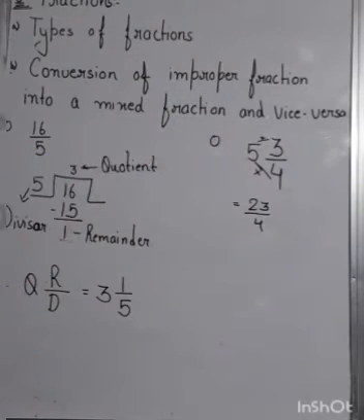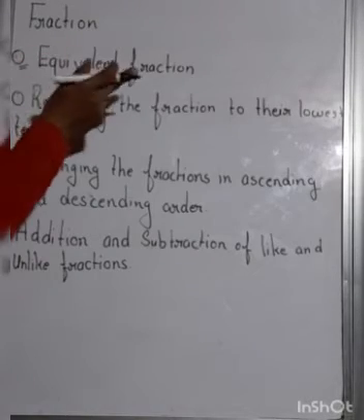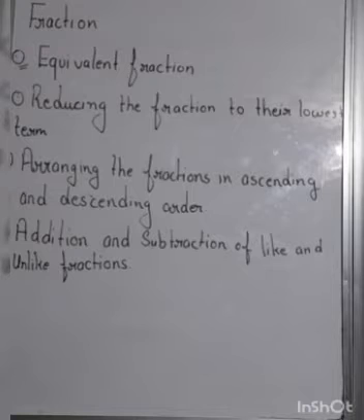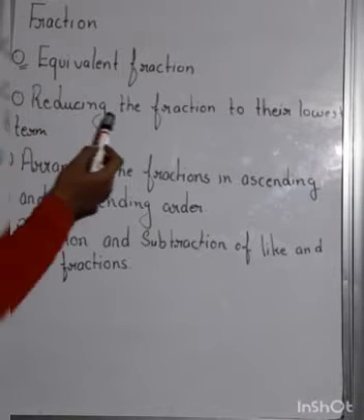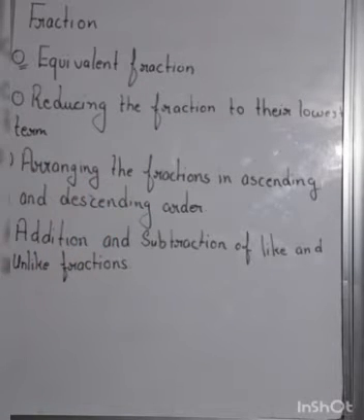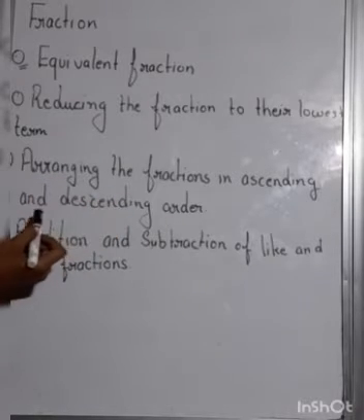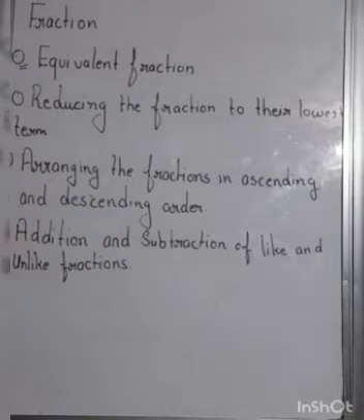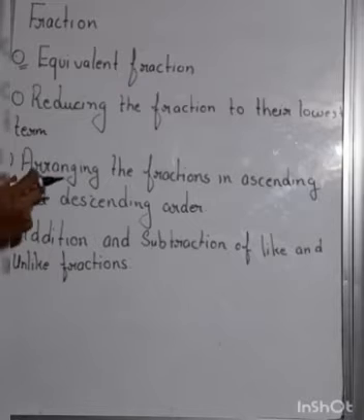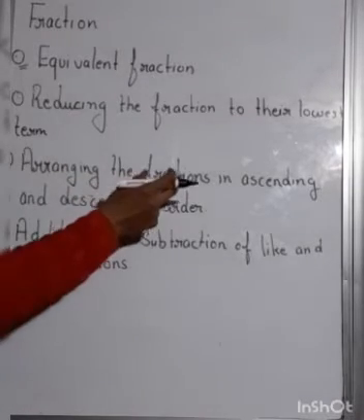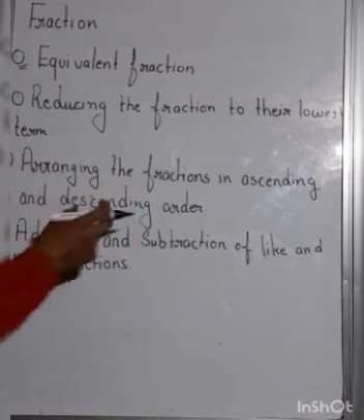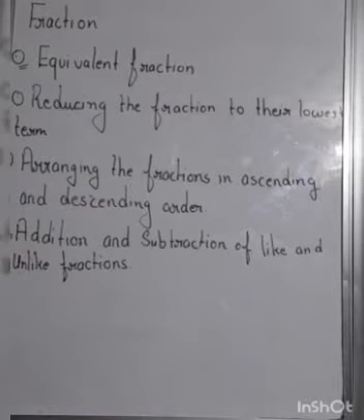into an improper fraction. Then you have your equivalent fractions: they will give you a fraction and you have to write the equivalent fraction of that. Second is reducing the fraction to its lowest term, how to reduce the fraction to its lowest term. Third is arranging the fractions in ascending and descending order. In this question I have given you many fractions and you have to arrange them in ascending as well as descending order.